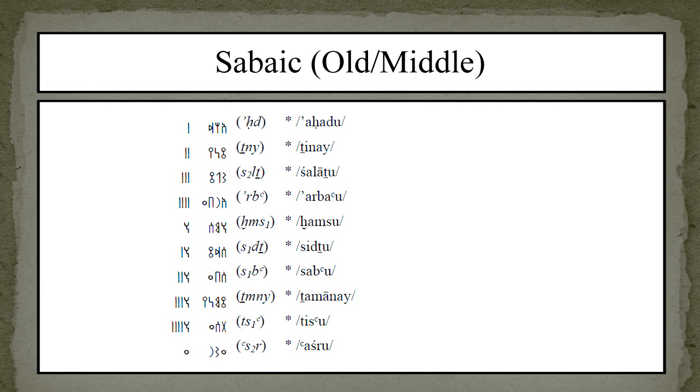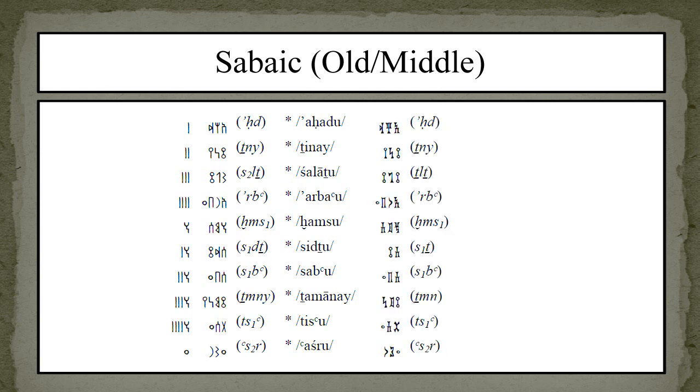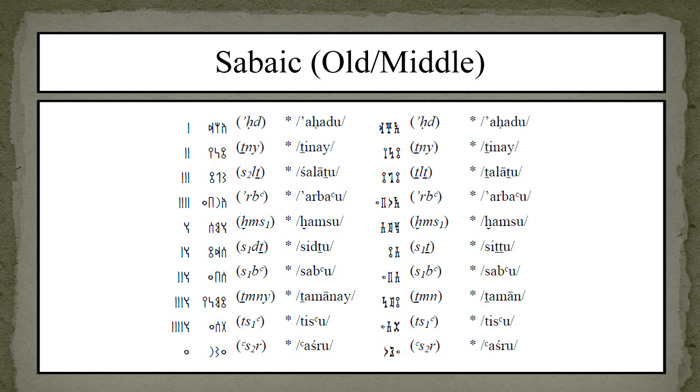Now the Middle Sabaic numbers. In the Middle Sabaic period, the usage of numeral symbols was not continued. Instead, they were always written out. And it looks like this. Here's the transliteration. You can see that the numbers for 3, 6, and 8 are a little different. And here's the reconstructed pronunciation.